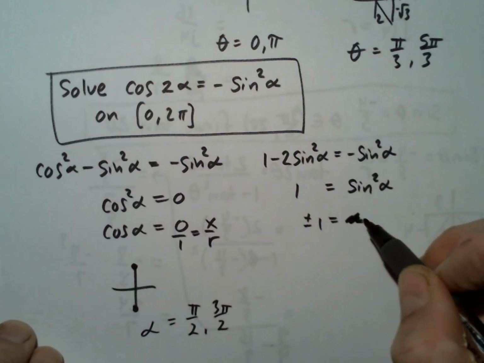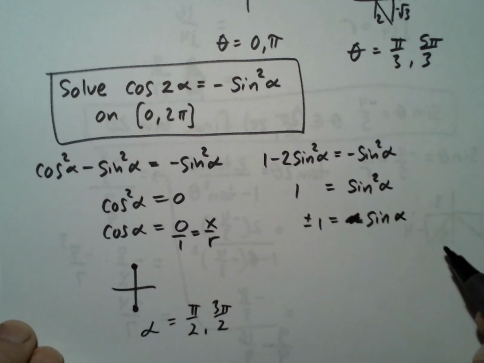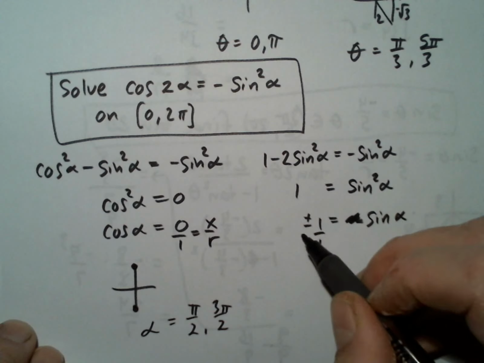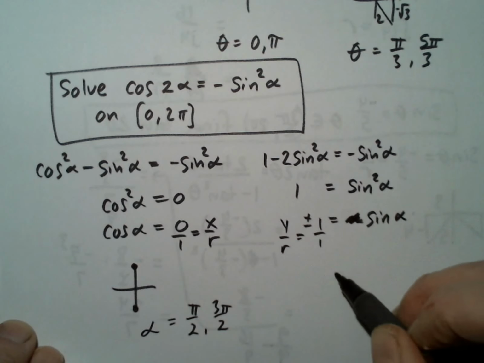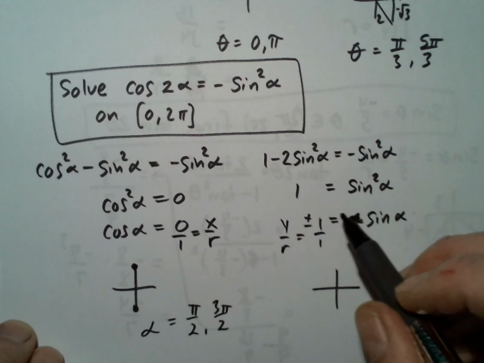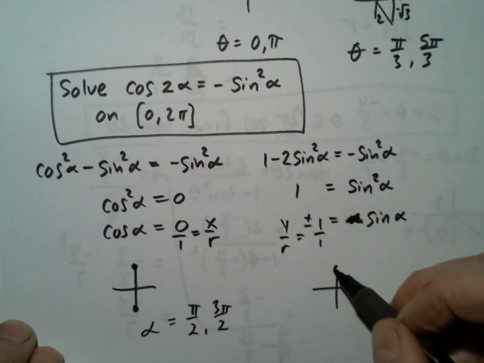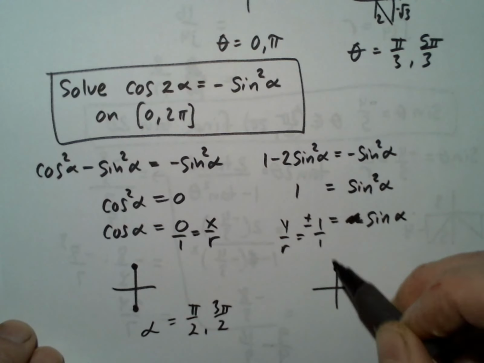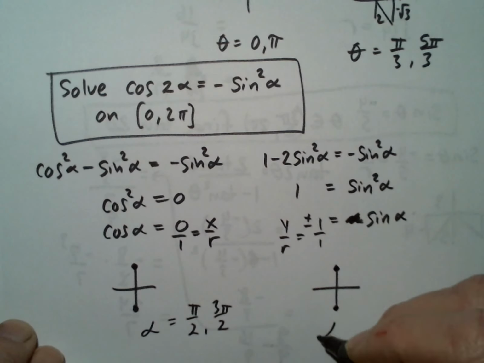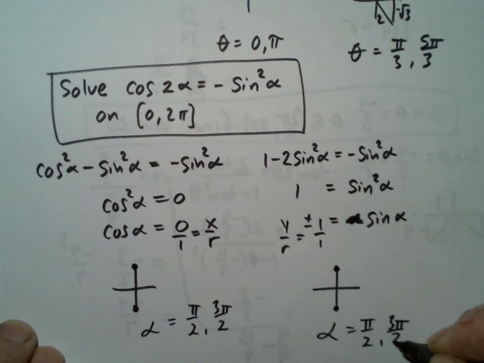And that'll be a y over r. We need to have angles that have a y value of positive 1 with a radius of 1 and negative 1. So then we get the same angles.